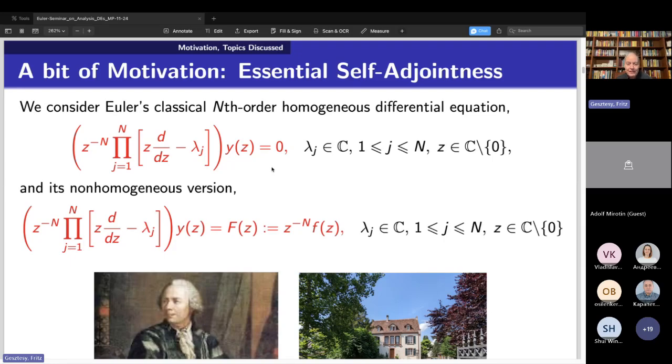Anyway, the homogeneous Euler differential equation can be written in this form. The lambdas are complex parameters. There are n of them, capital N, and z at the moment is a complex variable. So you can say we are considering this differential equation in the complex domain. At the very end, if I still have time, I'm not entirely sure, I will look a little into these non-homogeneous versions, where there is a right-hand side which is non-zero.